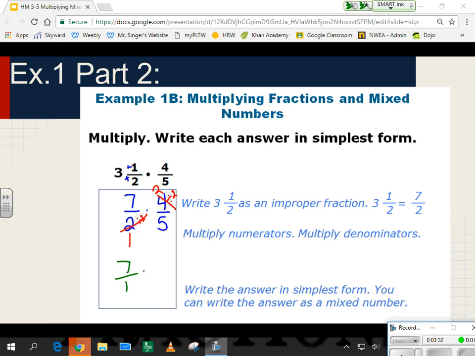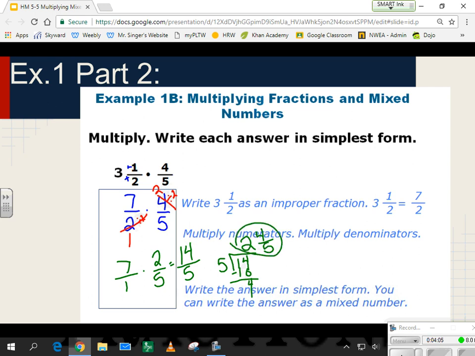So 7/1 times 2/5. 7 times 2 is 14. And 1 times 5 is 5. Now what do we do to turn this into simplest form? We have to turn it back into a mixed number. So how many times will 5 go into 14? 5 will go into 14 twice. That gives us 10. And when I subtract, I find out our remainder is 4. So remember, 4 as the remainder becomes our numerator, and the denominator stays fifths. So your answer here is 2 and 4/5. So you have to be able to go between mixed number and improper, back and forth to be able to solve these.